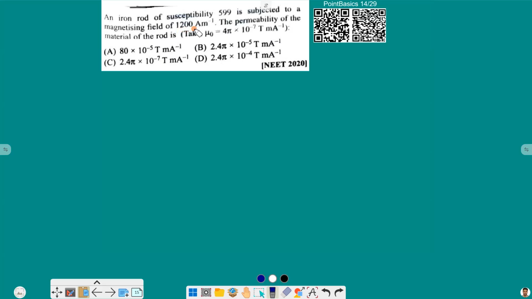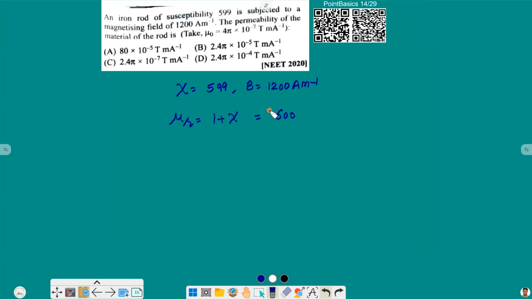So value of B is given, mu naught is given. Permeability of the material of the magnet we have to find out. So susceptibility means we have been given the value of chi, that is 599, and value of B is also given, the magnetizing field. Now we know that mu r is equal to 1 plus chi. So it will be 600.